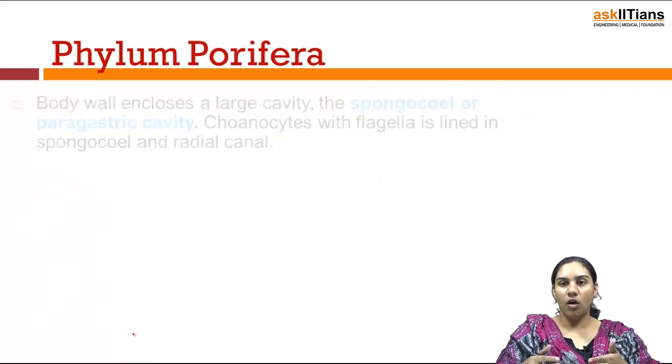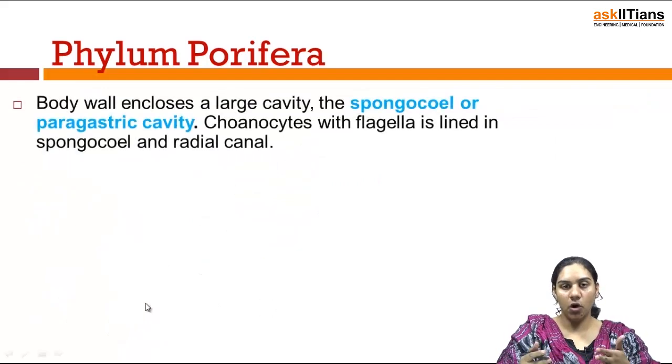The body wall of a sponge encloses a large cavity, which is known as the spongocoel, and it is also known as the paragastric cavity. The choanocytes with the flagella are lined in this spongocoel.